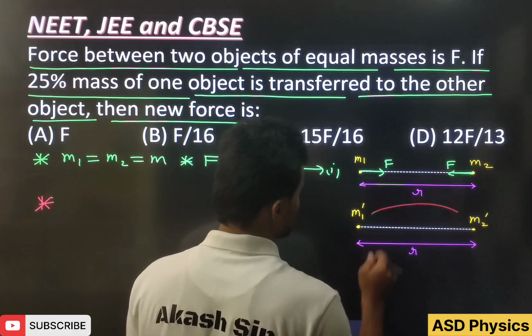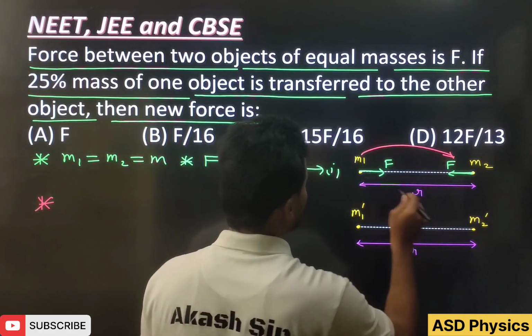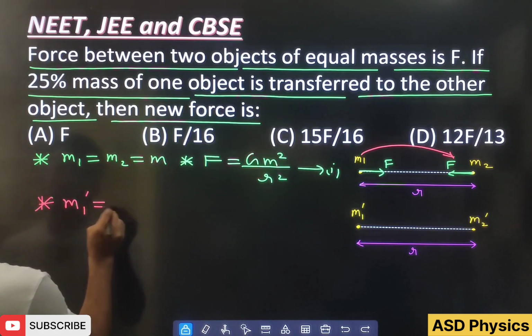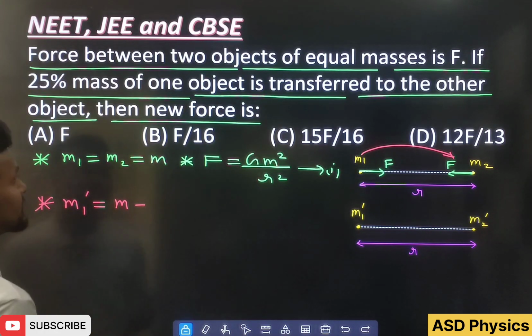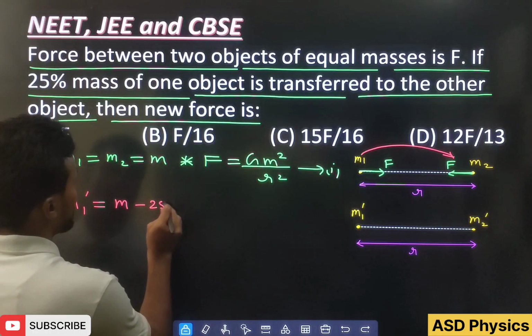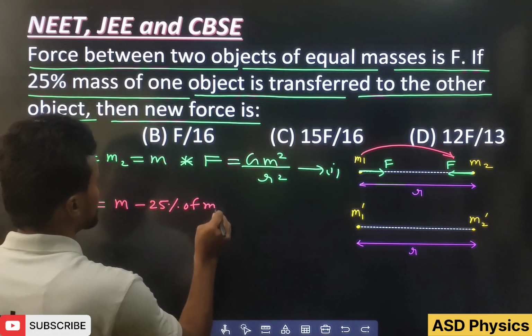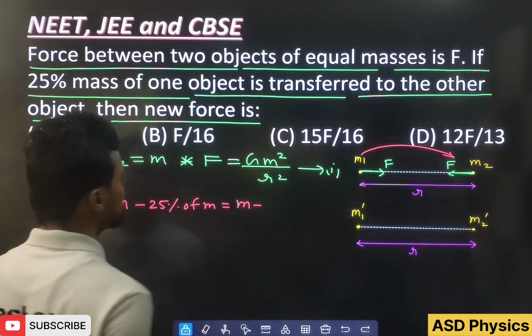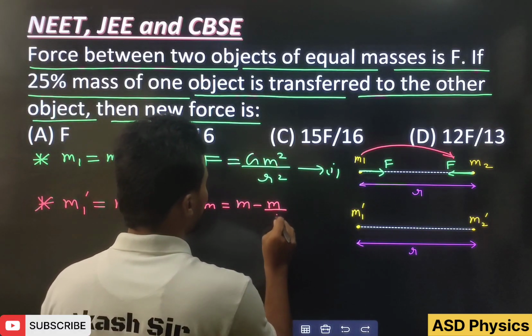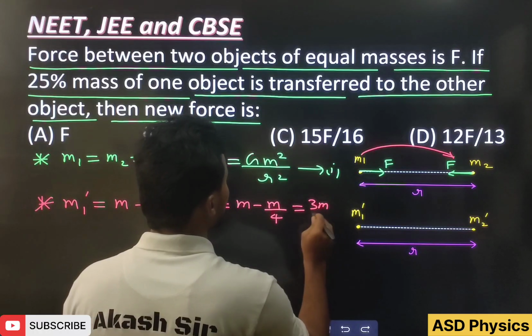Let's take it transferred from M1 to M2, and then we are getting the new masses. So what is M1 dash here? New mass. 25% is transferred. That means M minus 25% of M. M minus 25%, meaning 25 by 100, it will become 1 by 4. So M minus M by 4 will be 3M by 4.